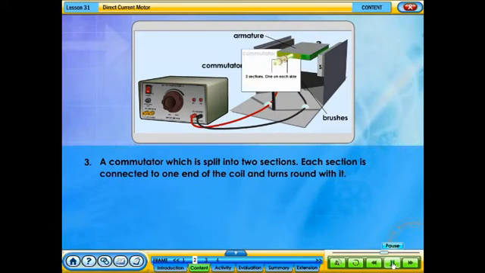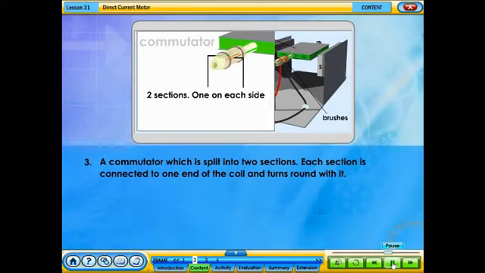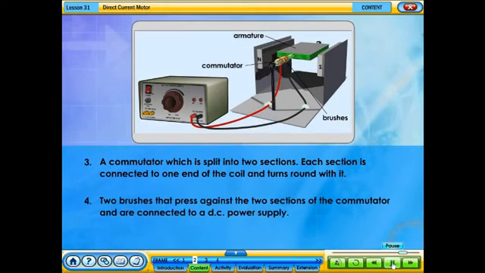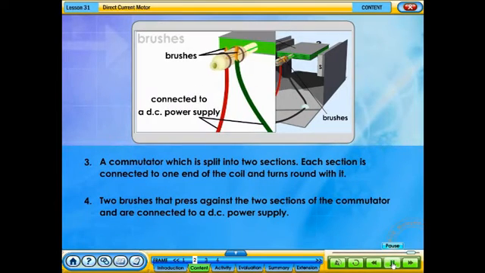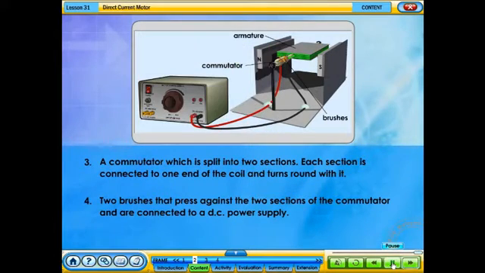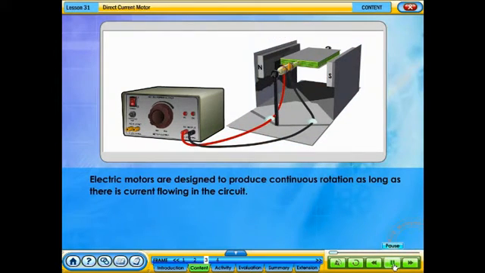3. A commutator which is split into two sections. Each section is connected to one end of the coil and turns round with it. 4. Two brushes that press against the two sections of the commutator and are connected to a DC power supply. Electric motors are designed to produce continuous rotation as long as there is current flowing in the circuit.